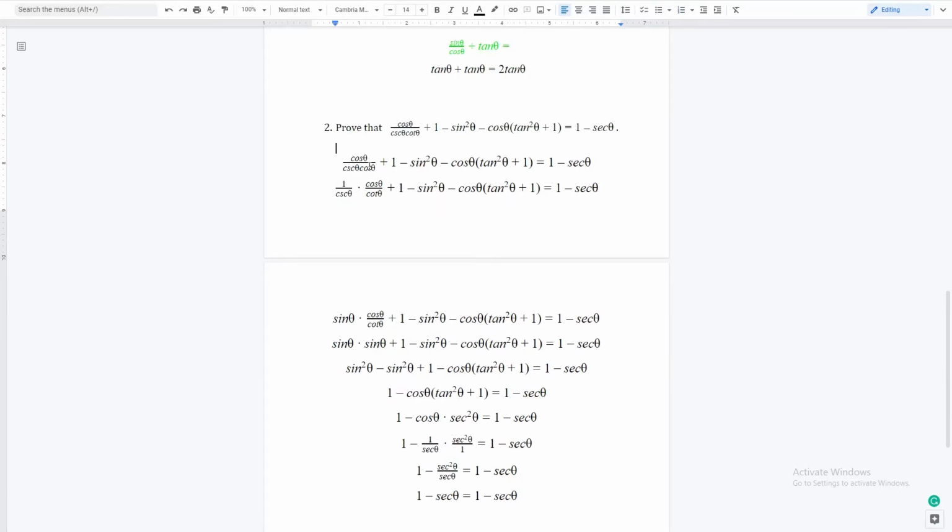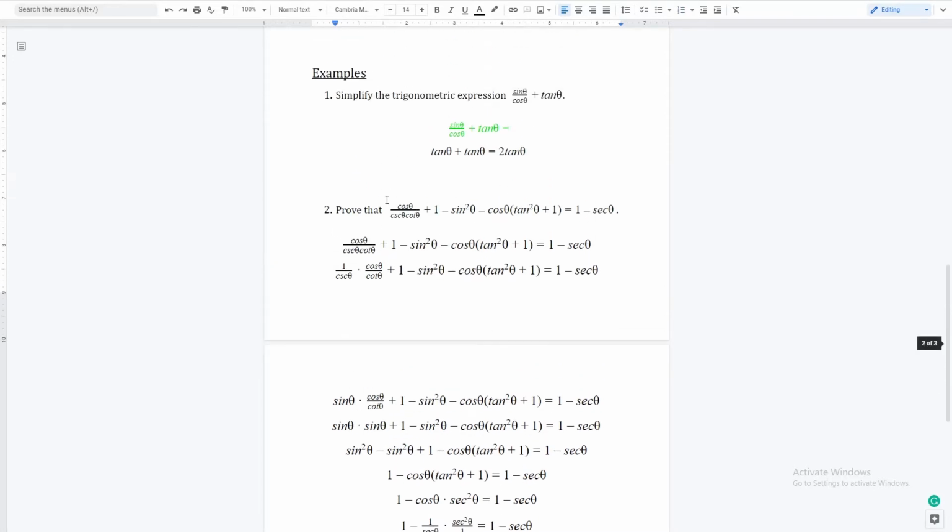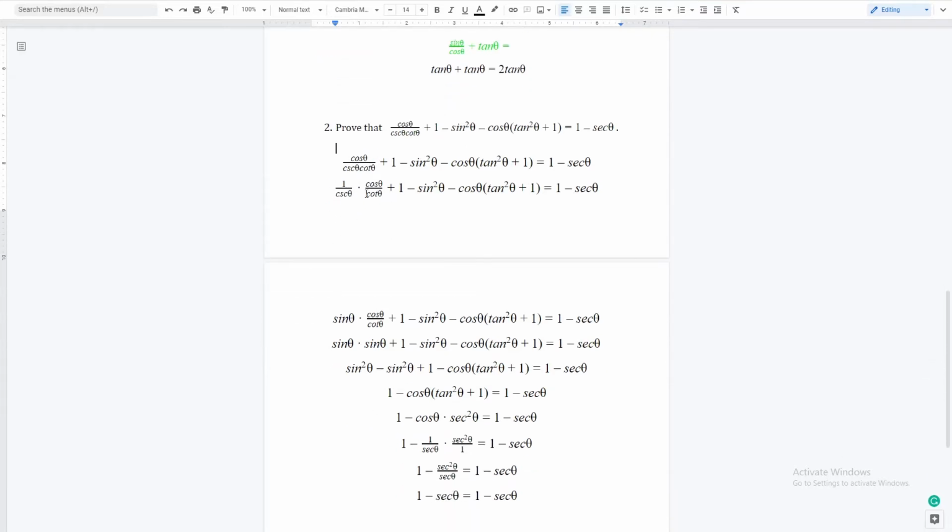So first we're going to break up, or decompose, cosine theta over cosecant theta times cotangent theta into 1 over cosecant theta times cosine theta over cotangent theta. This is still the same as cosine theta over cosecant theta times cotangent theta. If you took 1 over cosecant theta and multiplied it by cosine theta over cotangent theta, you would still get this product. We just broke it up so it's easier to see. So now that we've decomposed this fraction, it'll be easier for us to find our identities.